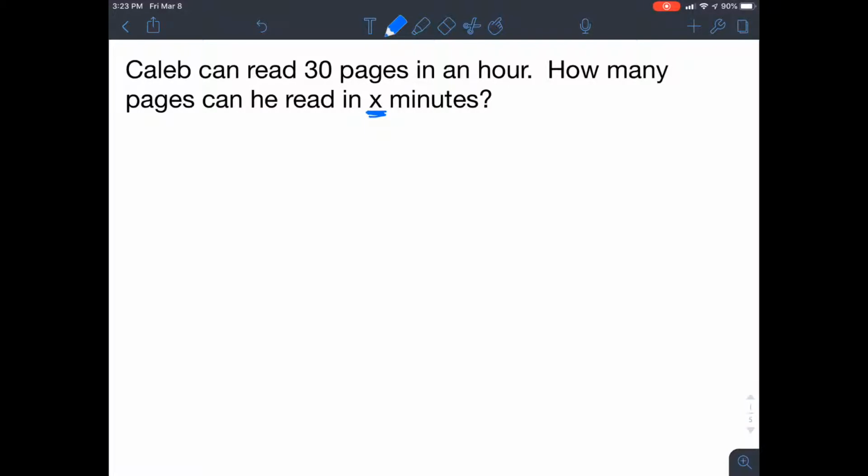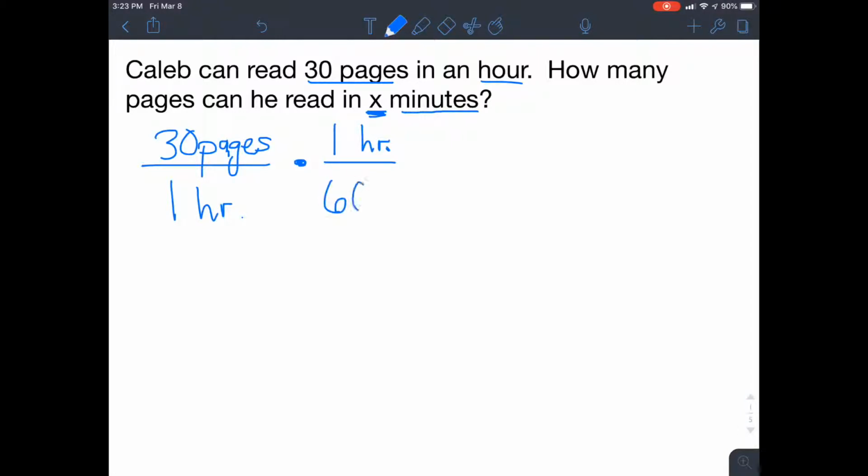So it says that Caleb can read 30 pages in an hour. So again, I'm just going to make my fraction 30 pages in, or per, that means we can make that a fraction, 1 hour. Now my answer has to be in minutes, so I have to convert that. Well, I have hour down at the bottom, so that means I need to put hour on the top. And I think, how many minutes are in an hour? Well, it's still 60, just like the other problem.